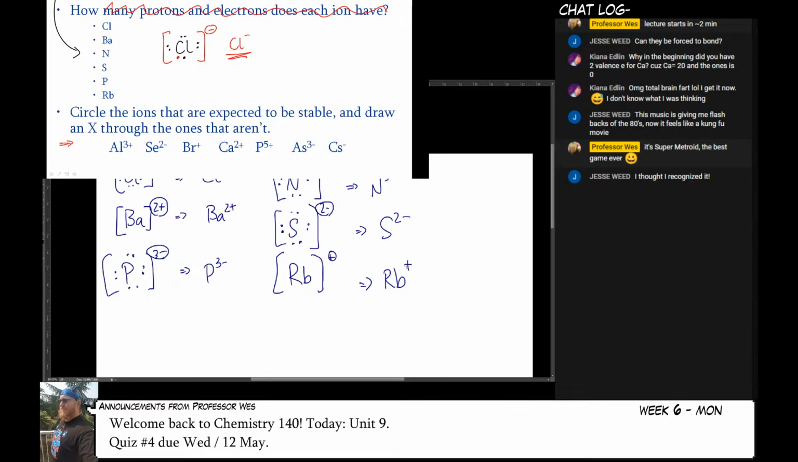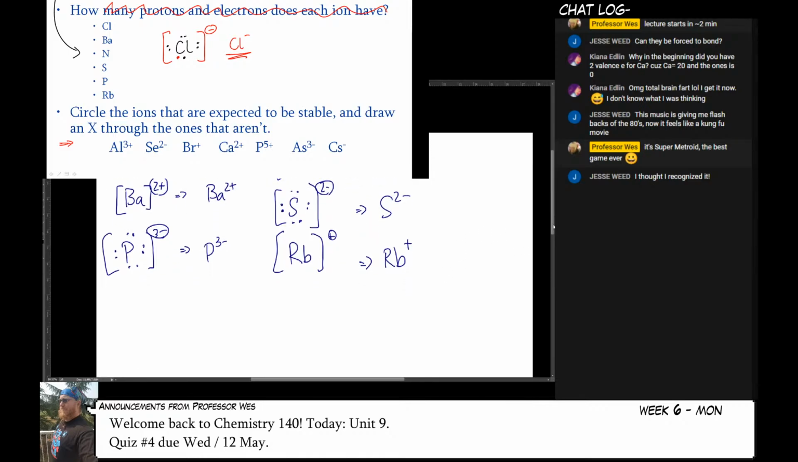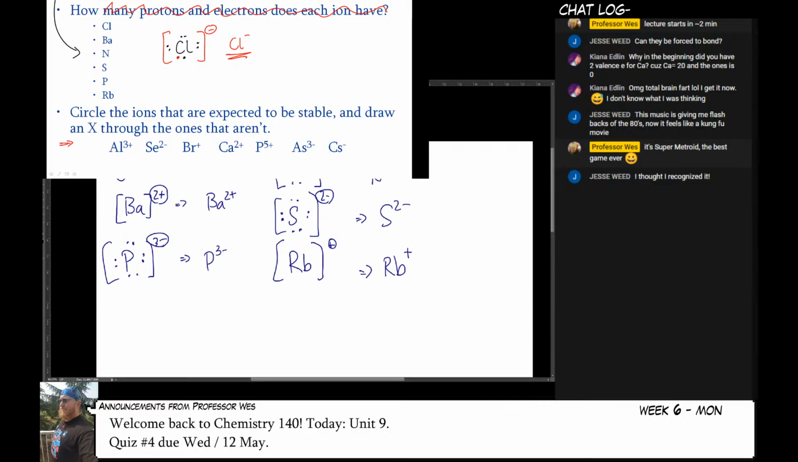Now you could do the exercise if you'd like for how many protons and how many electrons each ion has. That exercise is just so that you're counting the total number of electrons. So remember, there is a distinction between valence electrons and total electrons, because total electrons would be all your valence plus all your core. So we're not going to do that, just in the interest of time here. Oh, I should just go back to this screen, actually.